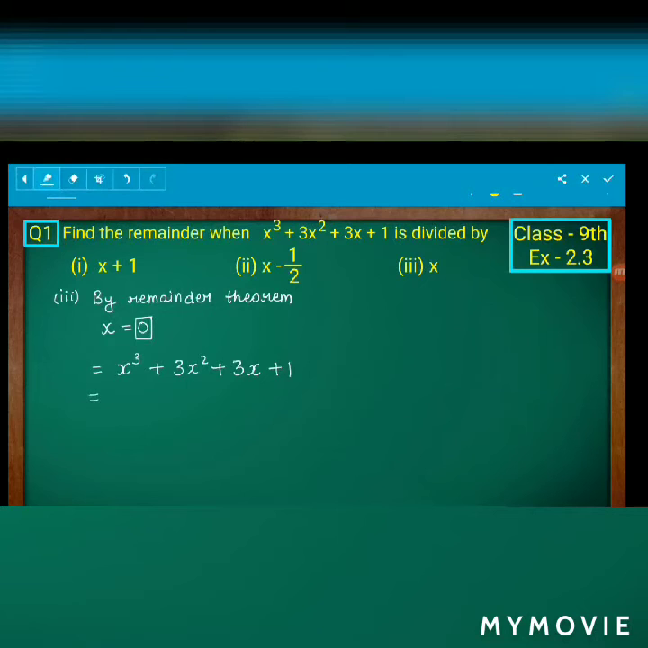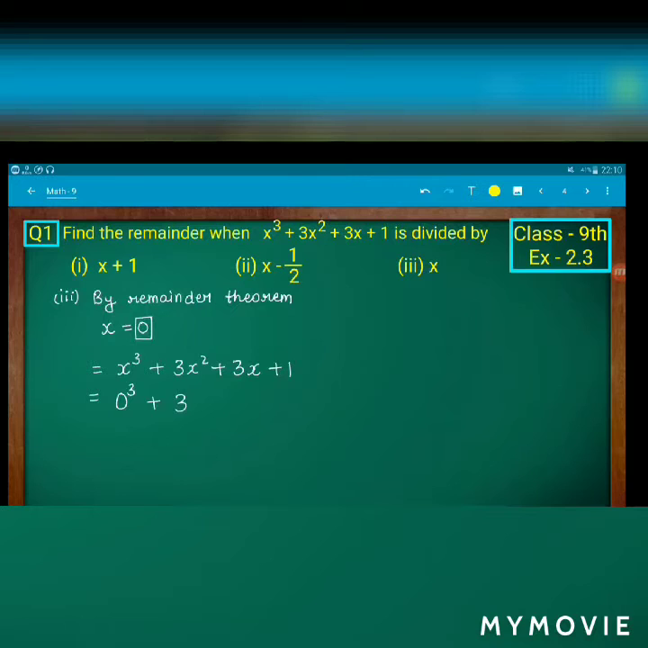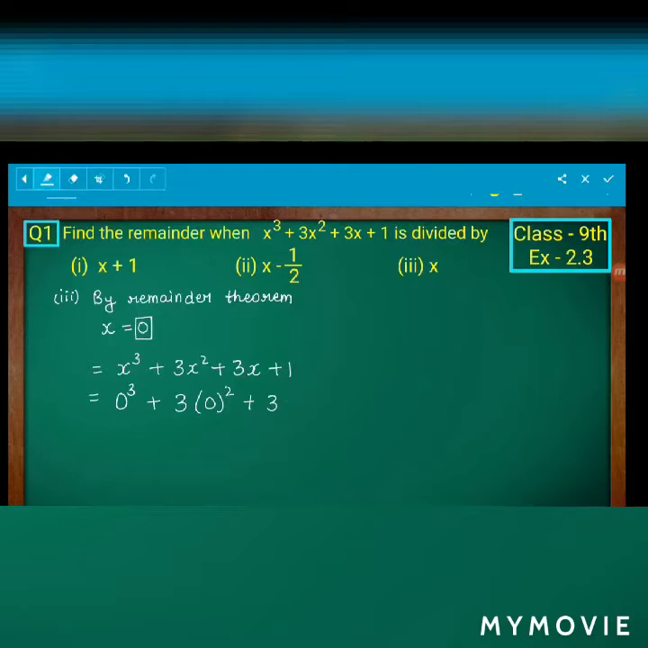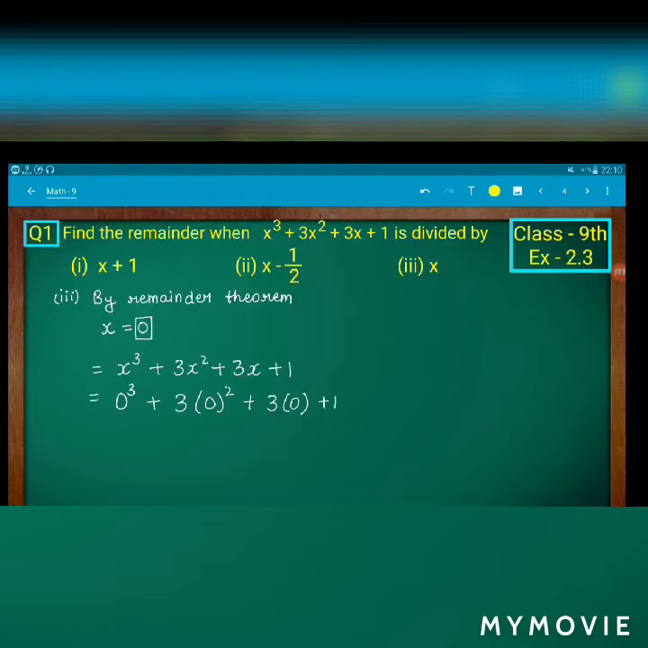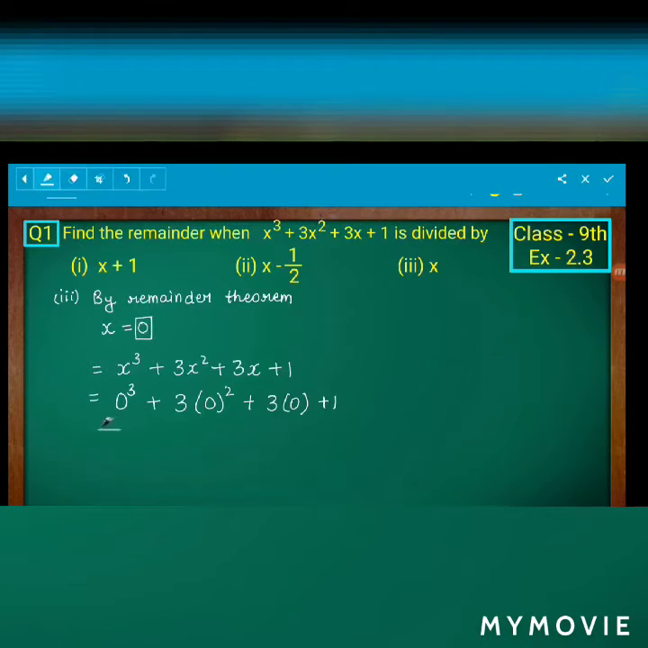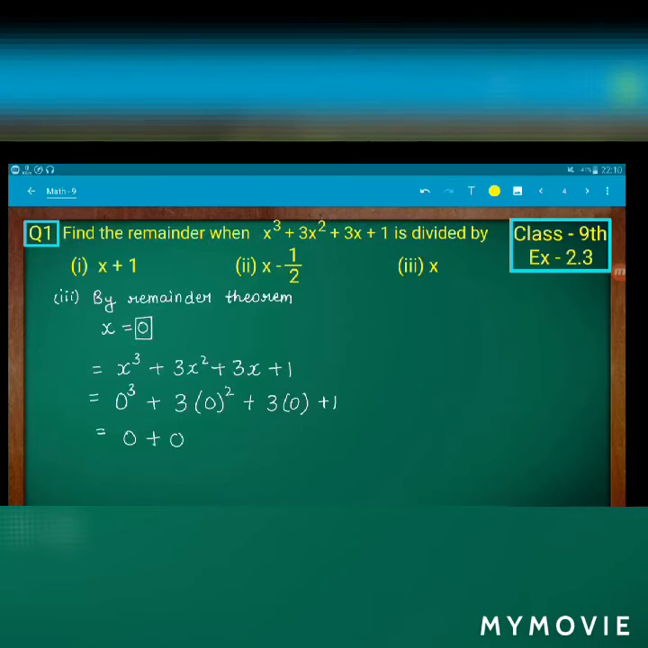So x cube, that is 0 cube plus 3 into 0 whole square plus 3 into 0 plus 1. So 0 cube is 0, again 3 into 0 is 0, isn't it? Again 3 into 0 is 0. So what else remains? Only 1 remains, isn't it? Any value multiplied with 0, the product will be 0. So we got 1.